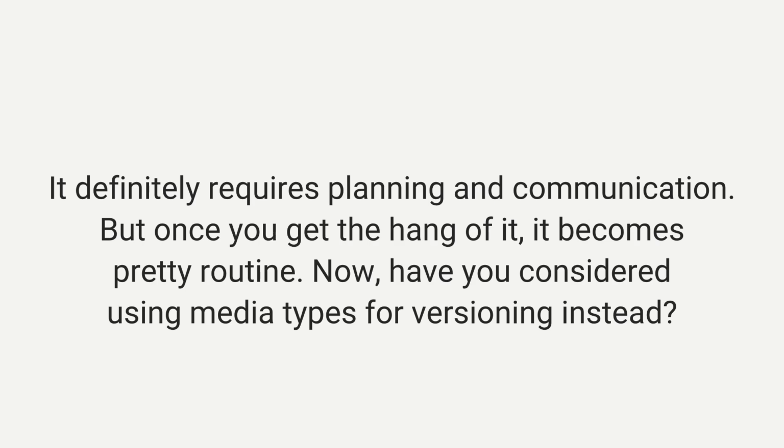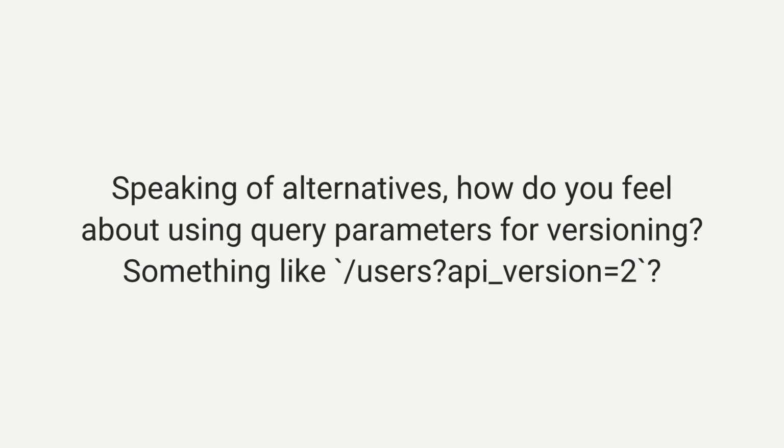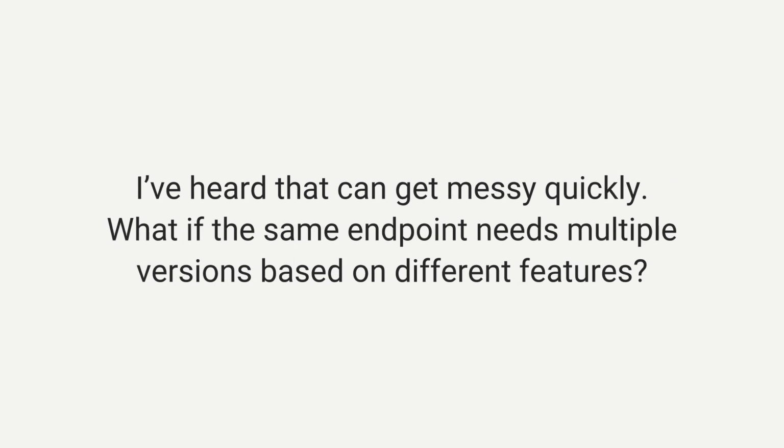Now, have you considered using media types for versioning instead? Speaking of alternatives, how do you feel about using query parameters for versioning? Something like /users?api-version=2? I've heard that can get messy quickly. What if the same endpoint needs multiple versions based on different features?